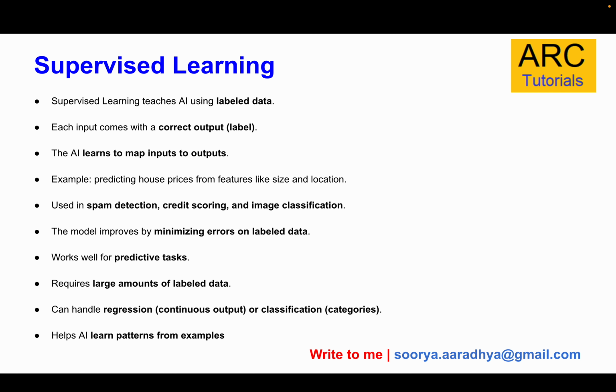That means you are teaching AI using labeled data. Each input comes with a correct output, which is basically a label. The AI learns to map inputs to certain outputs which are predefined or labeled. For example, when you're predicting house prices from features like size and location, you know that it has to be in a certain range or this has to be the value. This is usually used in spam detection, credit scoring, and image classification. The model improves itself by minimizing errors on labeled data.